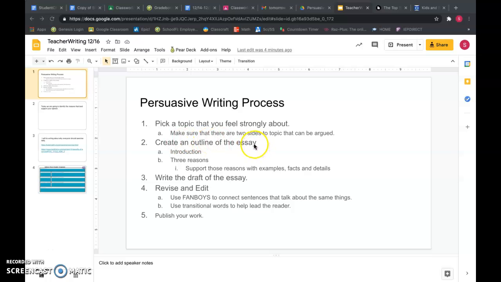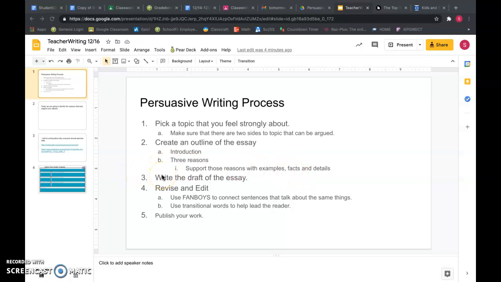Create an outline of the essay. So we're going to work on that. Actually, we're going to work on that today of creating an introduction, 3 reasons, and those supporting reasons, examples, facts, and details. Now remember what Miss Y always says, if you give me 1 reason, probably won't think about it. You give me 2 reasons, I just might think about it. Give me 3 reasons that I'm going to be seriously considering what you're saying. And then you also want to support those with reasons, examples, facts, and details.